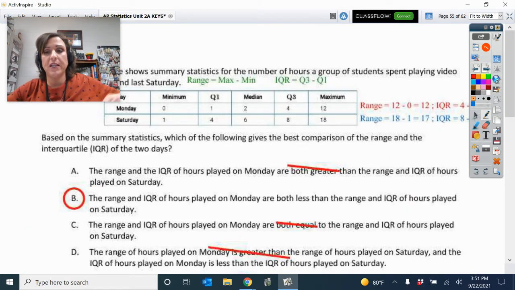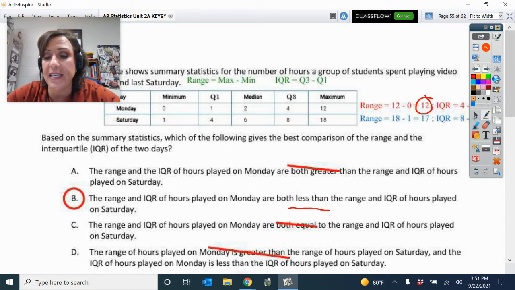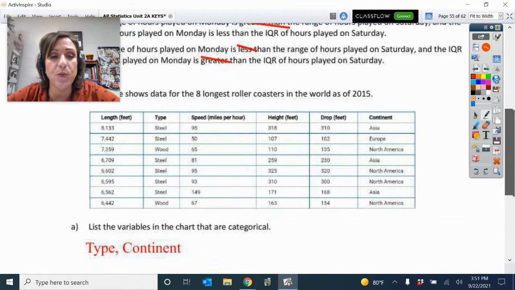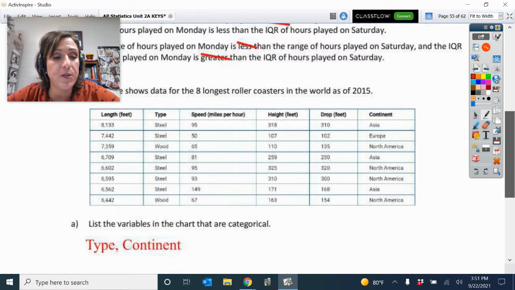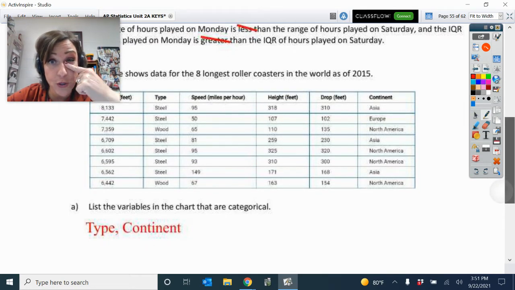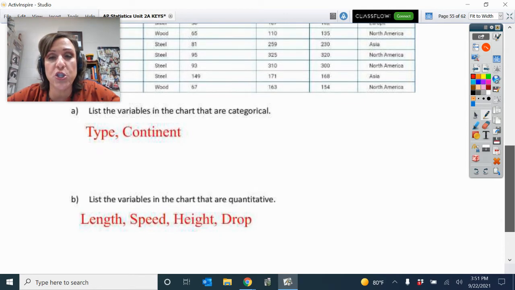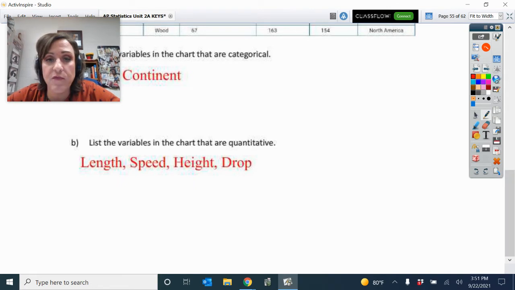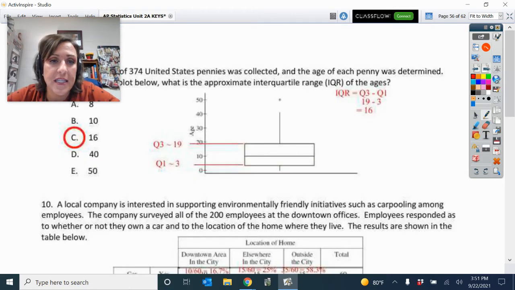So let's take a look. This one will be a little faster. I just determined the range and the IQR for each one and found that in both cases, the range and the IQR on Monday are smaller, are less than, the ones on Saturday. Here was just the type of variables. So the categorical, of course, are those ones that are word categories or labels, even if they were numbers used as labels. But these numbers are actual measurable and either discrete or continuous amounts. So of the length, speed, height, and drop.